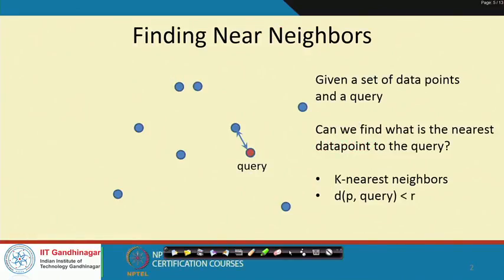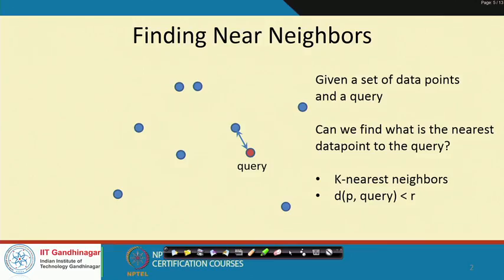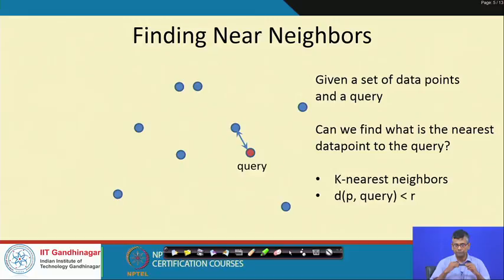So, here was a question of finding near neighbors that we are looking at. We were given a set of data points, and we were free to pre-process these data points as we wanted. At query time, we would be given one query point, and we would be asked to return the nearest data point to the query.